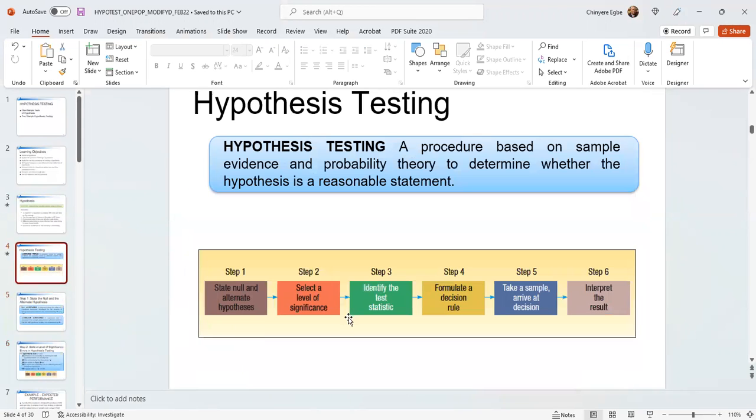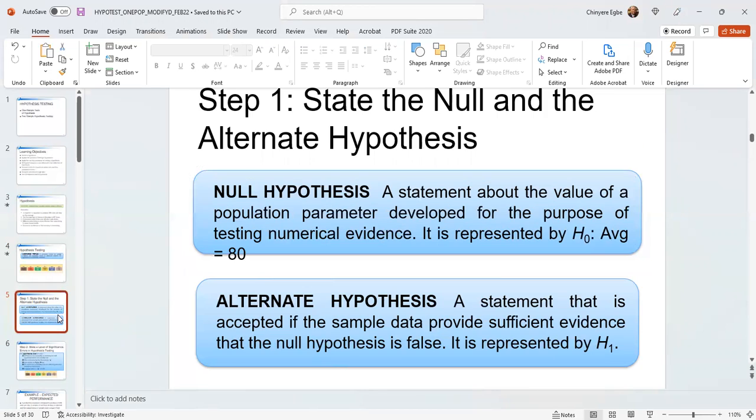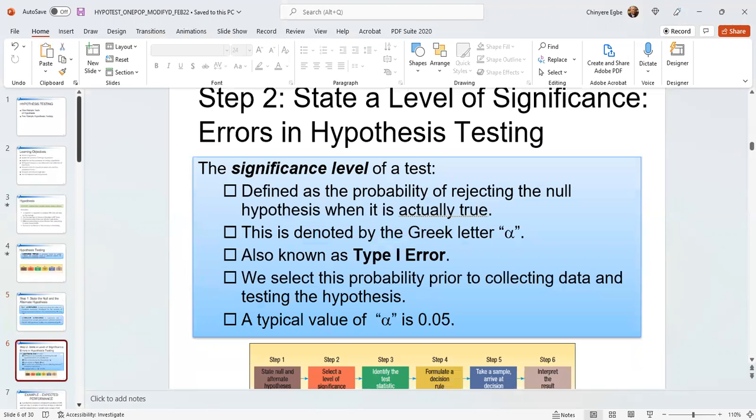The next step is to select a level of significance. Then you identify the test statistic, which is to calculate a z value. To calculate the z value, let's go through the process.